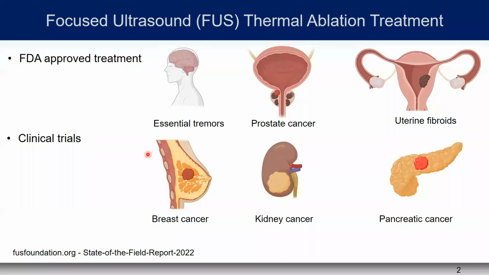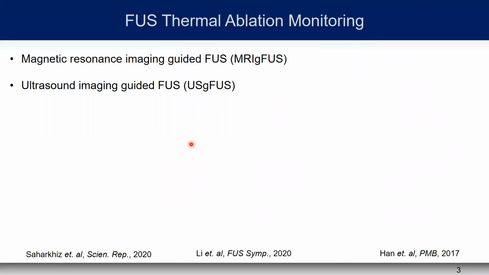FUS ablation technique has been applied to different kinds of diseases. A successful ablation depends on its monitoring and the lesion size assessment post-monitoring. To monitor FUS treatment, magnetic resonance imaging guided FUS and ultrasound imaging guided FUS have been used. In MRI guided FUS, monitoring is performed by monitoring the temperature rise during treatment. In ultrasound imaging guided FUS, the changes in echogenicity are observed to monitor FUS treatment.